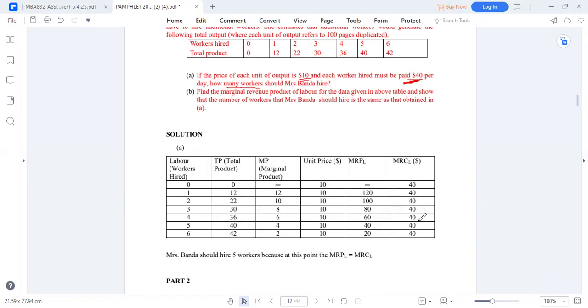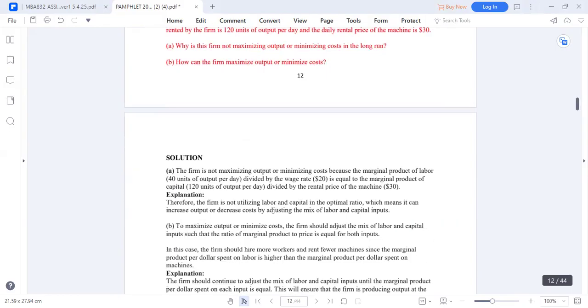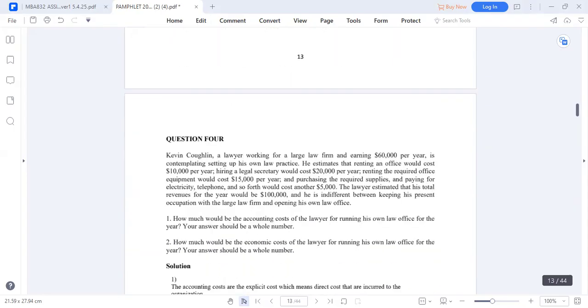So 40, 40 here. So you identify how many laborers are in this 40? Yeah, 5. So this is a point that maximizes what? Production. So that is the marginal revenue product. Okay. So are we together? So there are 5 that should be hired. Are you following? Okay.